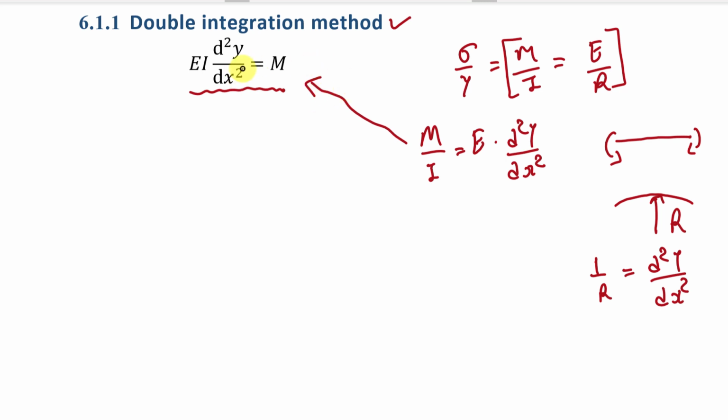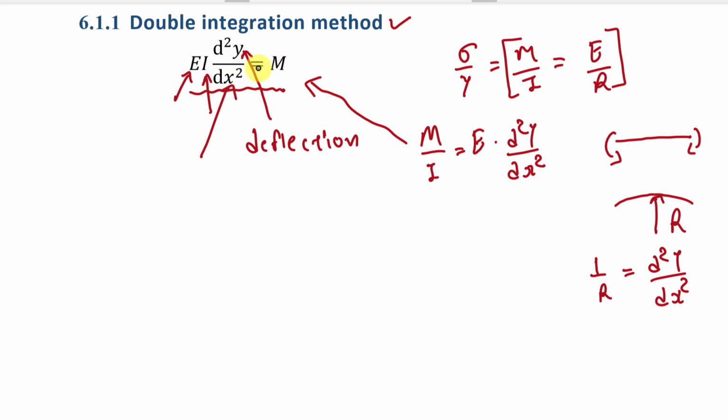Fine. In this equation, this E is modulus of elasticity, this I is area moment of inertia, this Y is deflection of beam, this X is distance from origin, and this M is moment in body as a function of X.